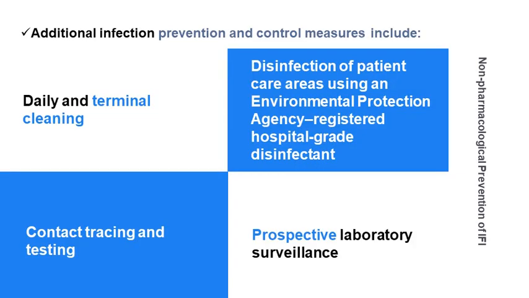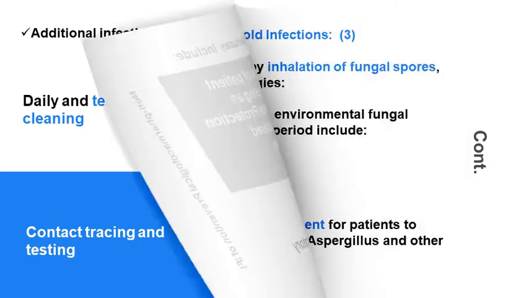Additional infection prevention and control measures include daily and terminal cleaning and disinfection of patient care areas using an Environmental Protection Agency registered hospital-grade disinfectant, contact tracing and testing, and prospective laboratory surveillance.